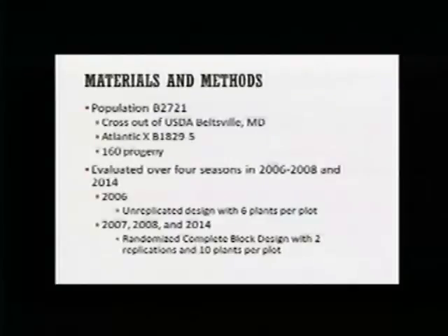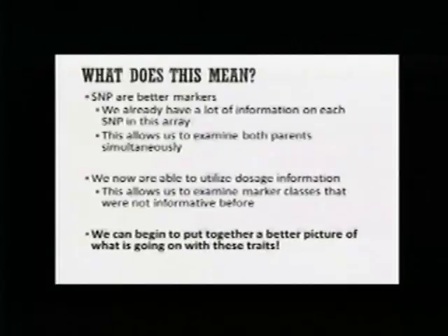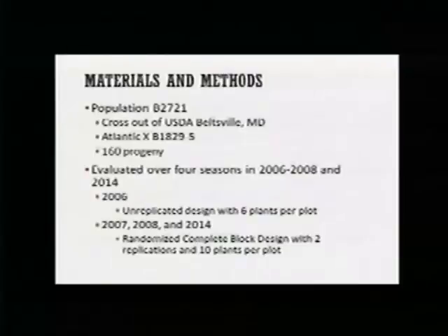So we can begin to use this information to put together a better picture of what is going on with these traits. For materials and methods, like I said before, we used a cross that had been used in the previous study. The reason we did is because Atlantic is still a very strong variety that's grown throughout the United States for chipping. North Carolina is a major chipping state. That's mainly all we produce our potatoes for, the processing industry.